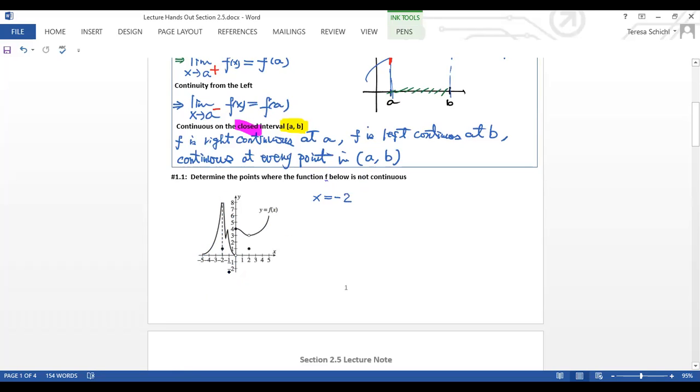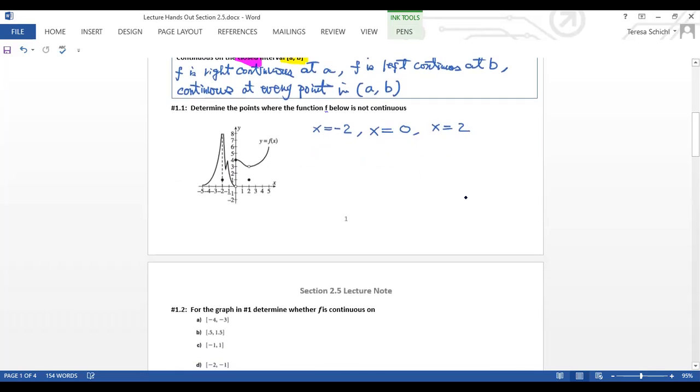Now, what is the next one here? You see this function, then boom, it jumps to here. So what is the other point that is not continuous? x equal to 0. What is the other one? It's not continuous here either. You see, it's continuous, boom, and then drops down here. So that is x equal to 2. From the graph, it's quite obvious.